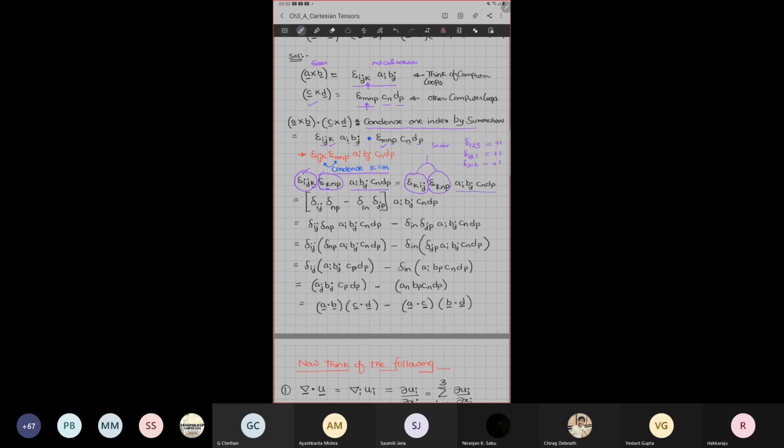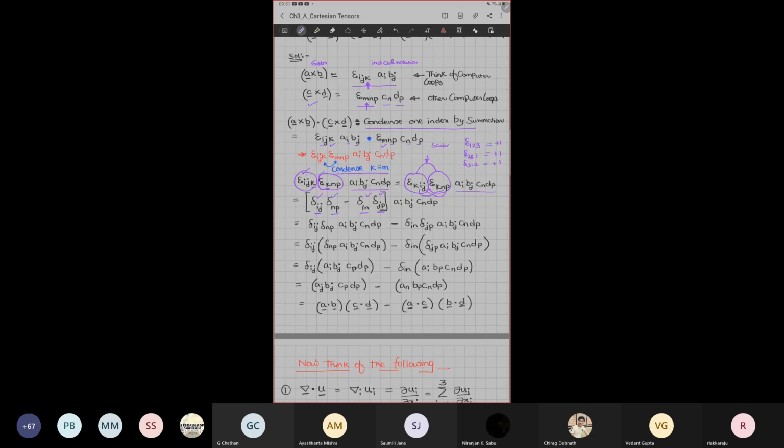Now already we have learned this relation. Epsilon something like kij knp can be replaced by whatever four deltas we have, delta, delta, delta, delta with minus sign. Here k is summation, free indices are ij and np. So ij, np, i, n. Second thing, j, p. So I can always write this entire epsilon kij, epsilon knp as delta ij, delta np minus delta in, delta jp multiplied by ai bj cn dp.